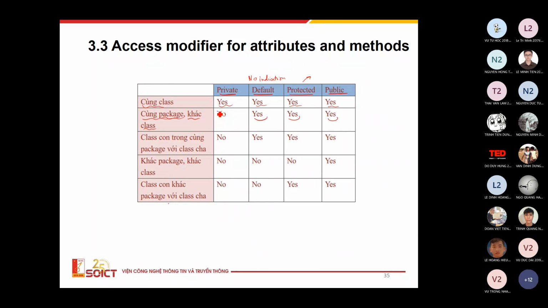Remember here, no. In the same package but a different class, you cannot access private attributes or methods. In a different class and a different package, of course, you cannot access those. You can only access public attributes or public methods. And for inheritance, we will talk about it later, okay? But now, please remember this and this.